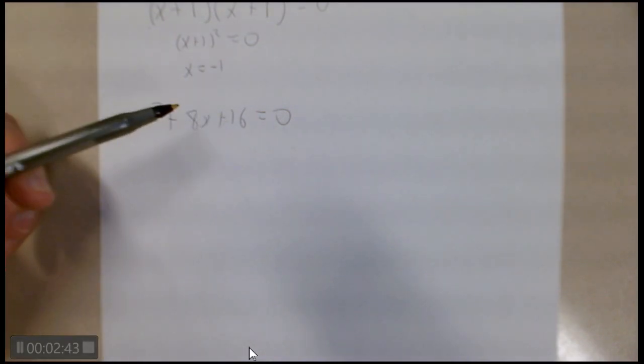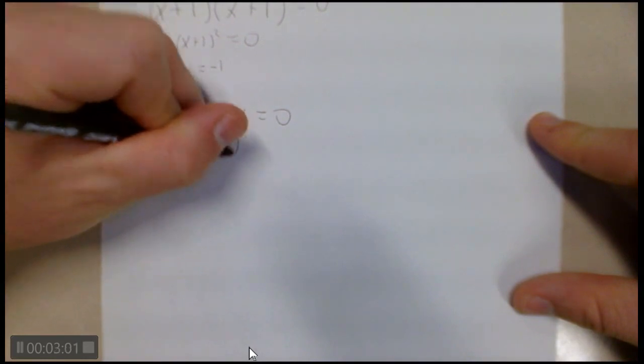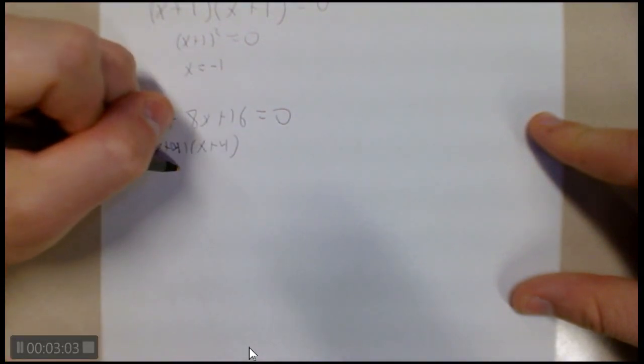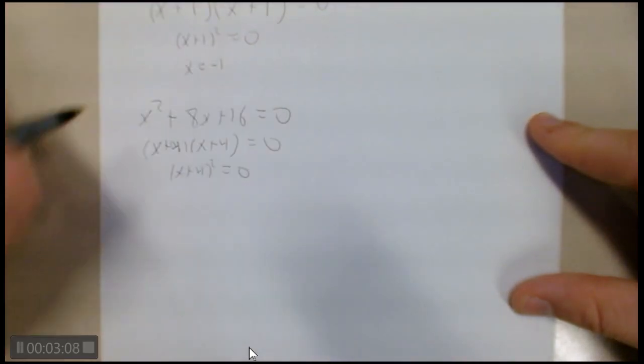Okay? So if you don't know that right off the top, just try to guess. So you know some numbers that multiply together to get 16 are like 16 and 1, 2 and 8, so on and so forth. Next one you'd hopefully come to is 4 and 4. So we see that 4 times 4 multiply together to get 16, and add together to get 8. So that's going to be our answer. x plus 4, x plus 4, and so then we just have x plus 4 squared equals 0.